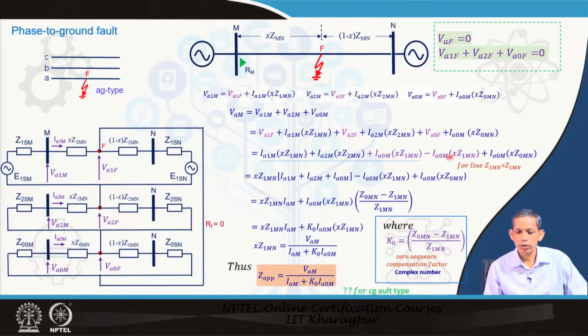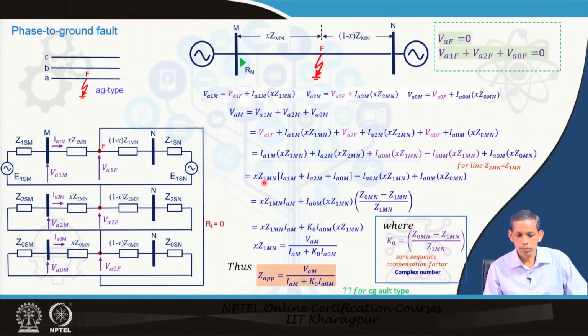So, what we have done now is that we have added two terms, I0M x Z1Mn minus I0M x Z1Mn, only for the further analysis. You see here these two terms cancel each other out, they are the same term. So, we have added them for further analysis. Now, from this you see here Z1Mn, Z2Mn, Z1Mn, but we know for a transmission system positive sequence impedance equals negative sequence impedance. So, that is why this also becomes x Z1Mn.